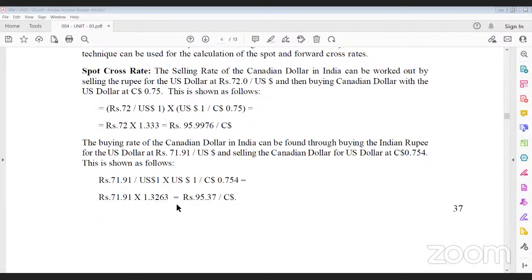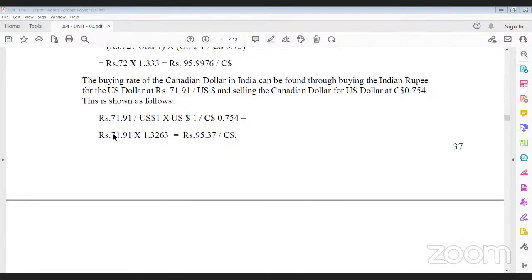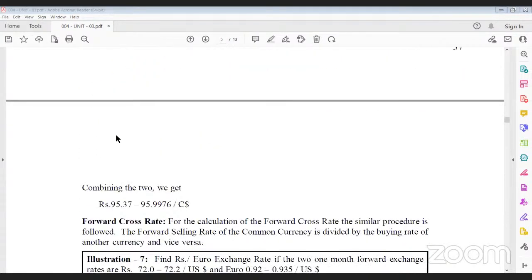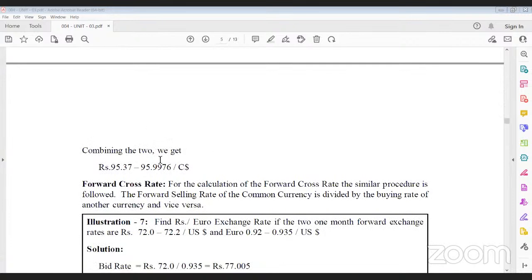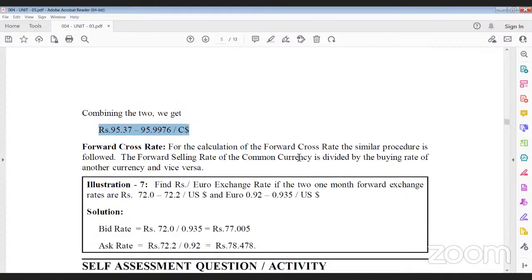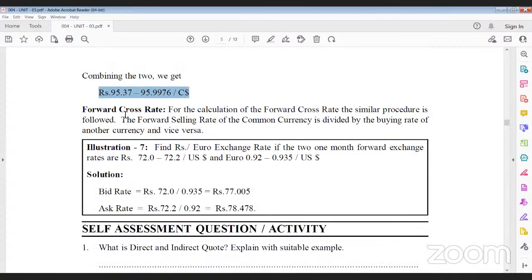So here the cross currency is calculated with this, and finally combining those two, you end up getting this value of 95.37 minus 95.9976 Canadian dollars. Okay, next moving on to forward cross rate.